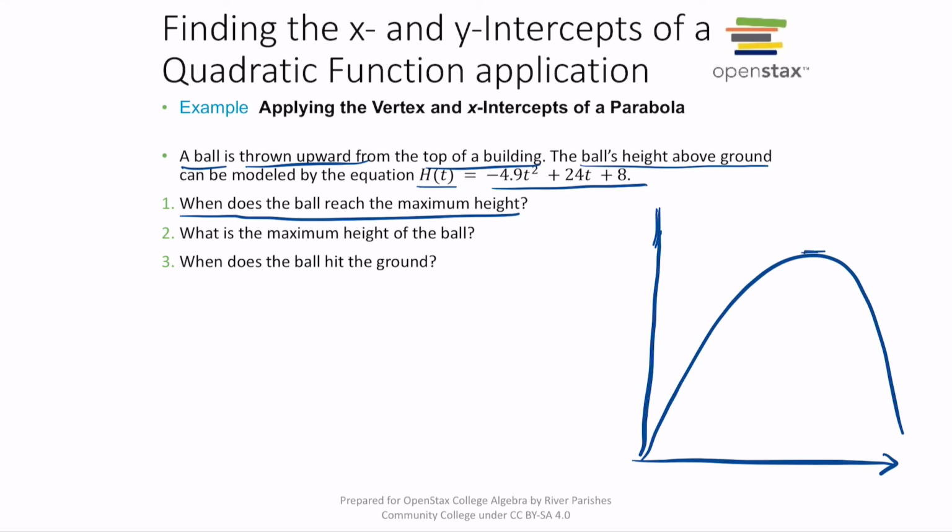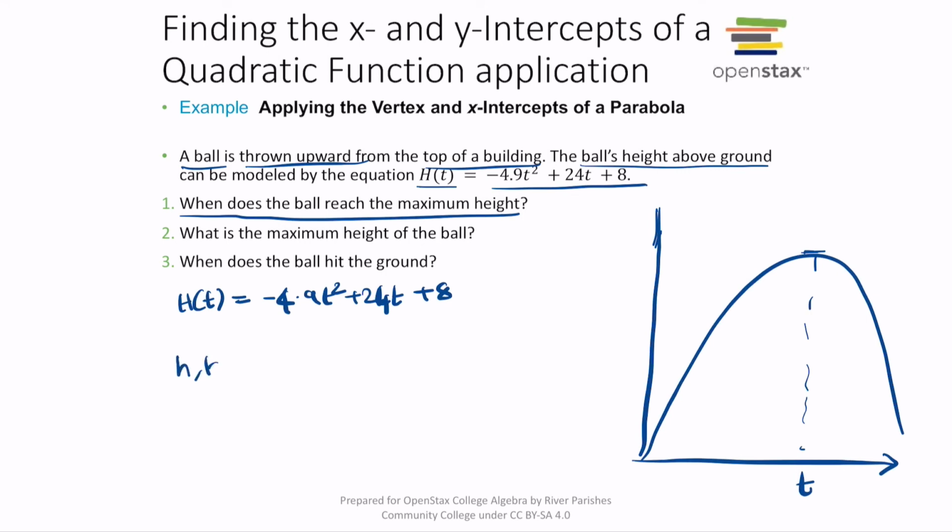So we are basically looking for the maximum value of the function. So we are finding that value for the t value. So we want to find the t value at that maximum value. So first thing that we want to do here is basically take the equation. So the equation becomes h of t equals -4.9 t square plus 24t plus 8.